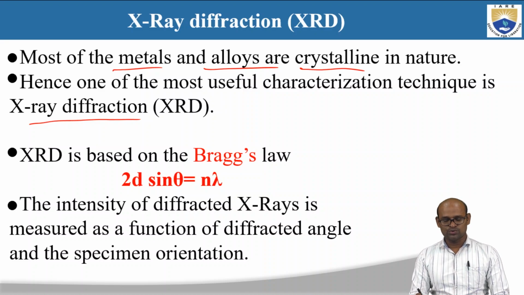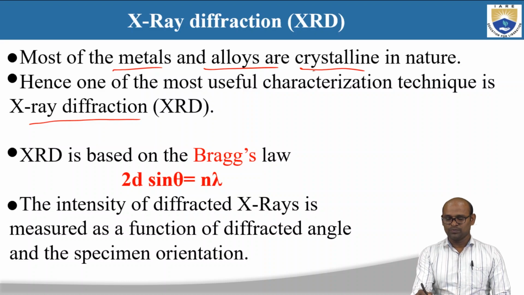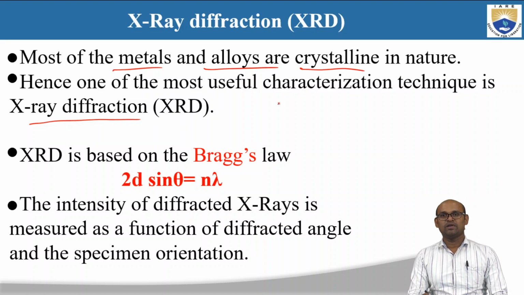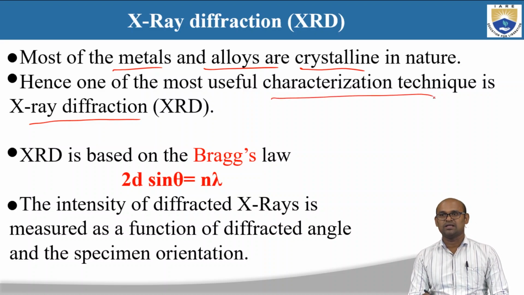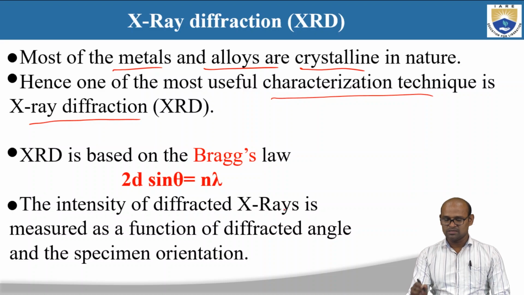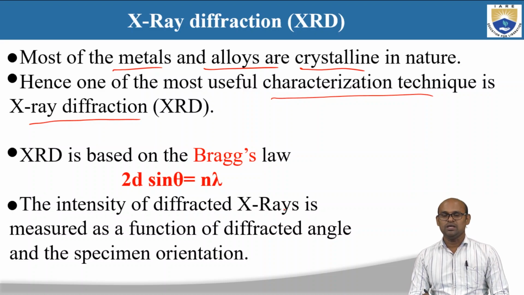XRD is used to look at whether the given material is crystalline, and if it is a crystalline material, what its crystal structure is. That is why X-ray diffraction is a very important characterization technique to study these metals and alloys, which are mostly crystals.